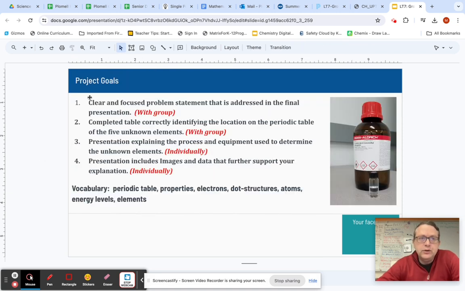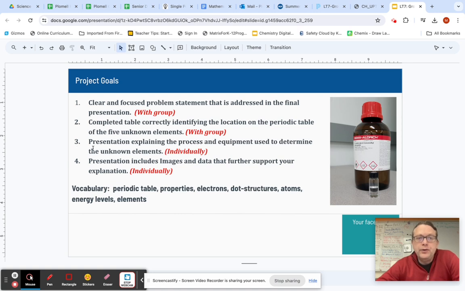This project includes four goals. Two you can do with your group, and the last two you complete individually. So, goal one, make a problem statement that's addressed in the final presentation. Make it clear and focused. And then make a completed table that identifies the location on the periodic table of the five unknown elements. You can do those with your group.